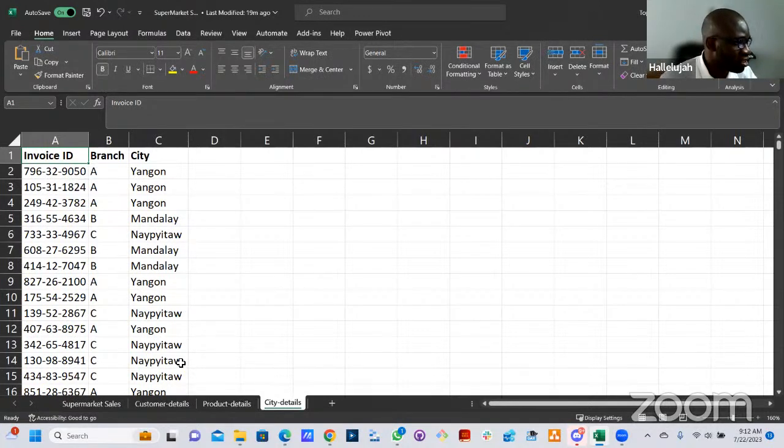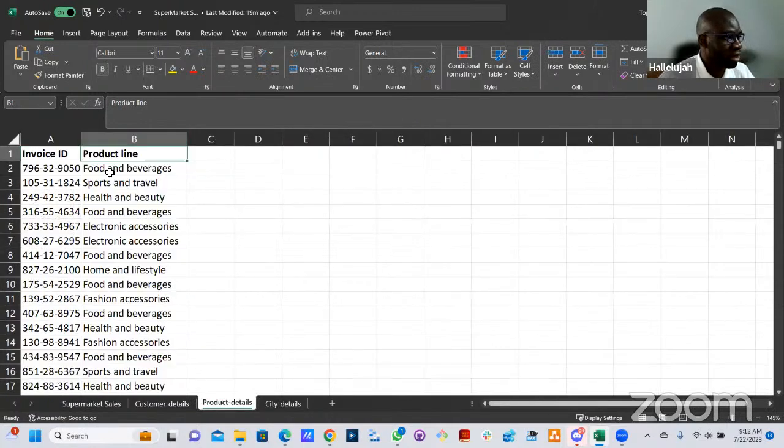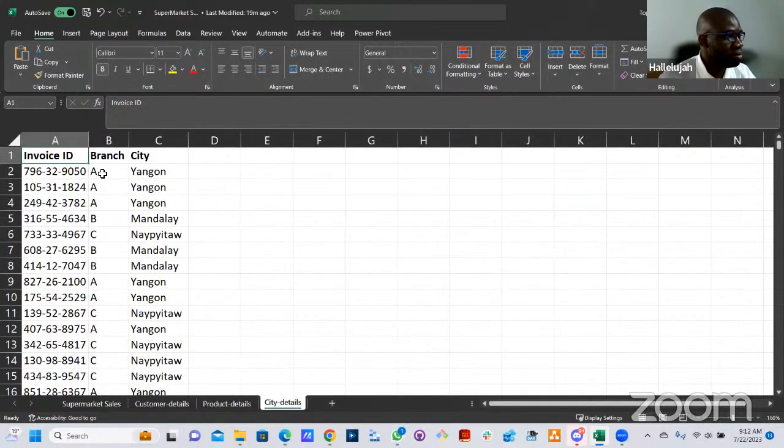So this is the product details. So this is the product that was purchased in that particular order. And then this is the branch. I don't know how many branches there are. You can check, it's in your data dictionary, and also you can find out here when you add your filter and then you try to check how many options you have. So the branch and then the city.